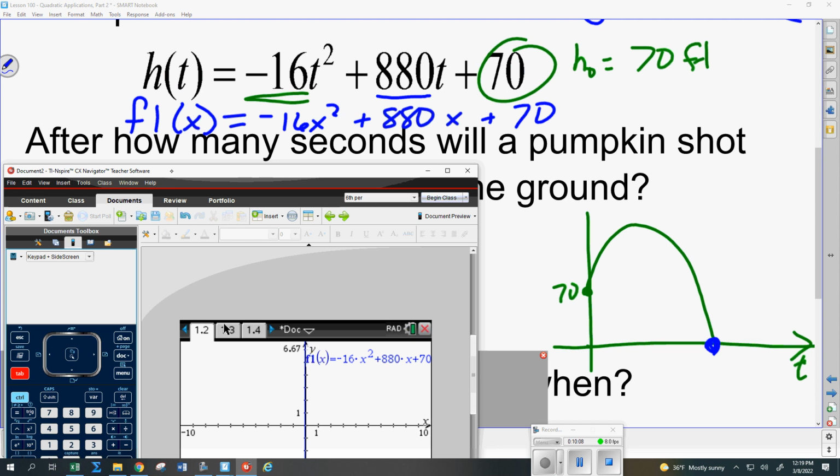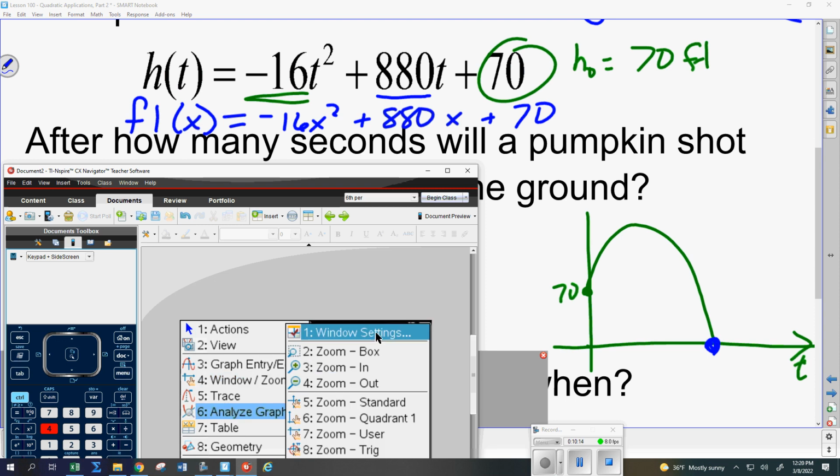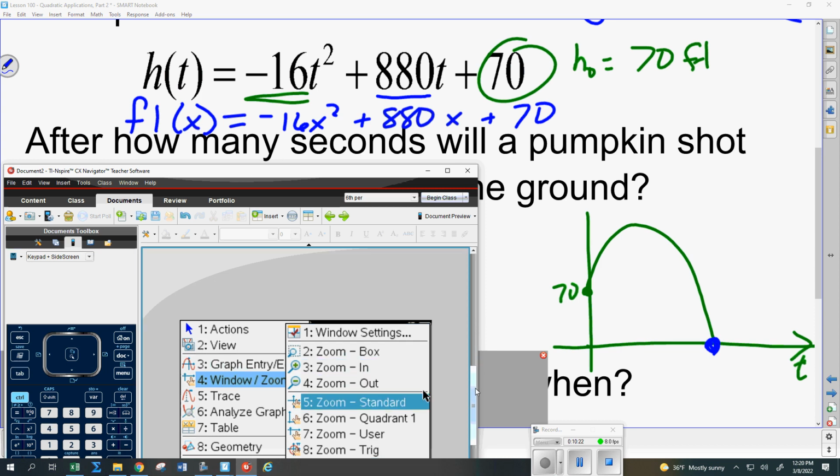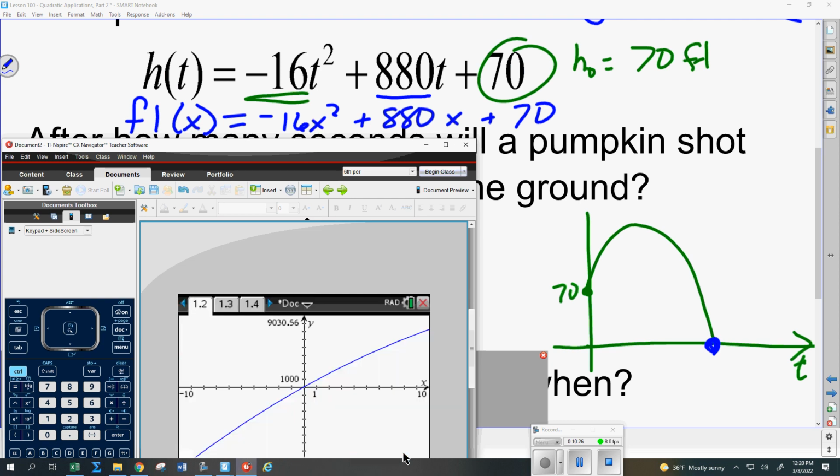I could start doing, either way, I'm going to do menu, window zoom. I could start guessing how high do I think I need the X's and Y's to go. Or I could maybe do, you guys know I like zoom fit to get a start. Okay, that's looking better. Now I can see it's not a vertical line. And I have no idea how far out I need to go to the right. I don't know if that 10 is far enough.